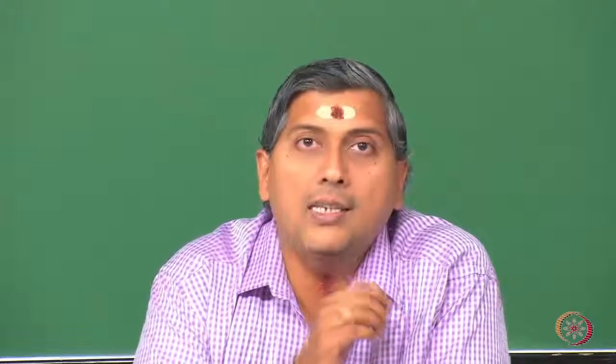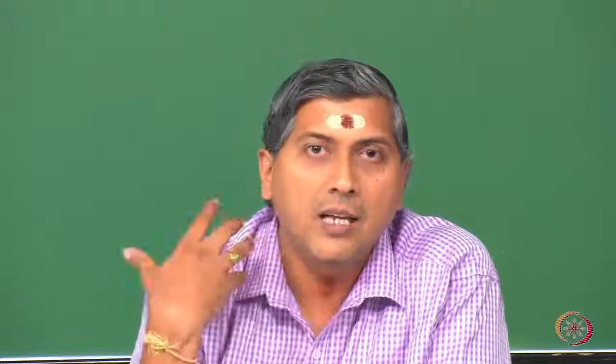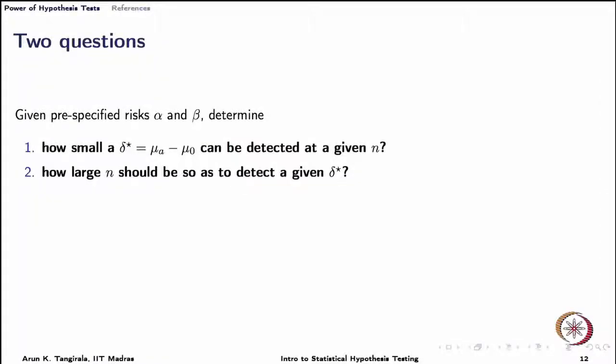Therefore, we shall ask these two questions: how small a delta can be detected for a fixed sample size? I have decided, let us say, that for the propellant burning rate testing, I will collect 25 observations, not samples, 25 observations. How small a delta can I detect with a sample size of 25, for example? And likewise, how large should the sample size be to detect a given delta?